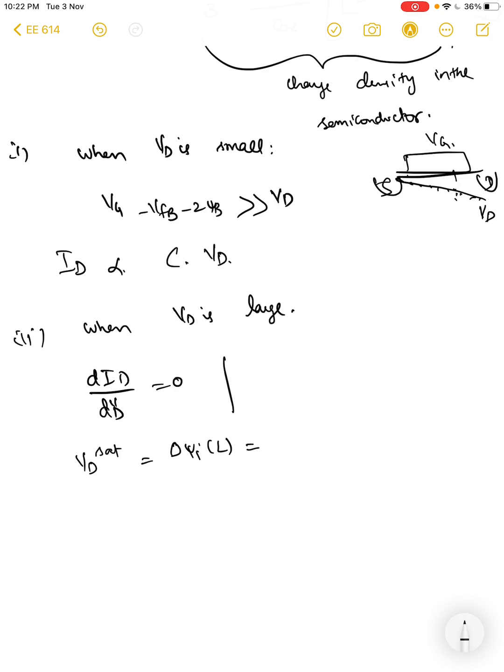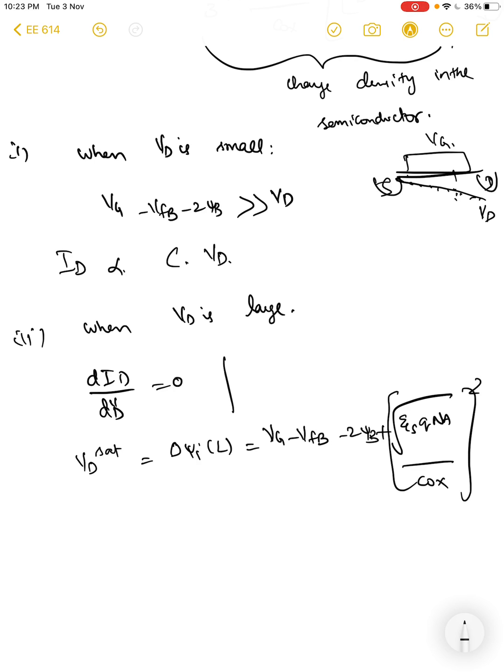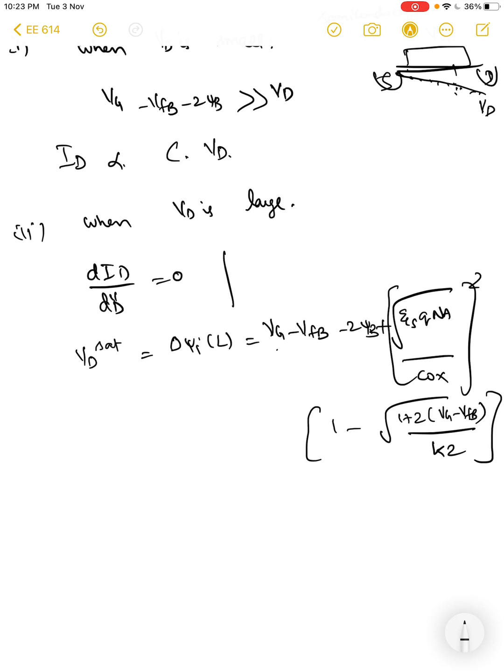is Vg minus Vfb minus 2 psi b plus root of epsilon s q Na by Cox, square. So this is a rather long expression which shows that for any given Vg, there exists a drain potential where you have a maximum current.